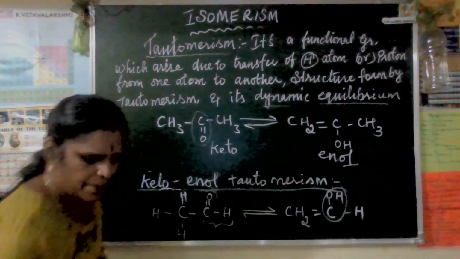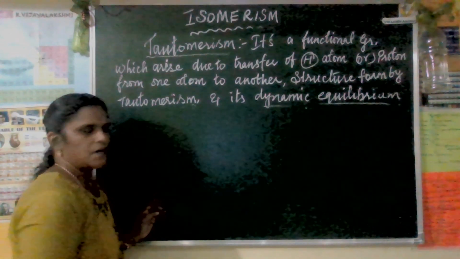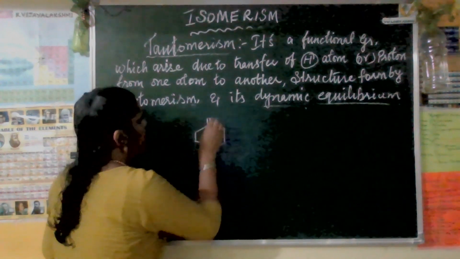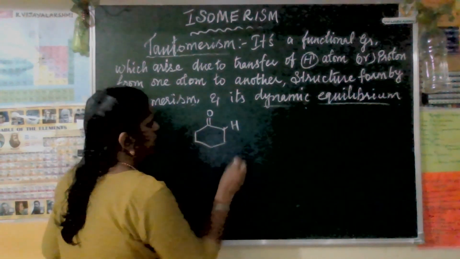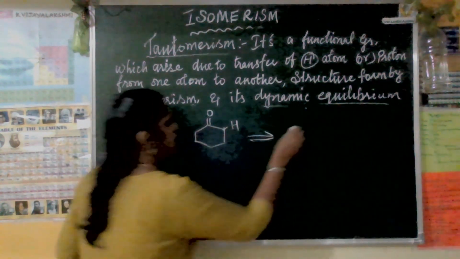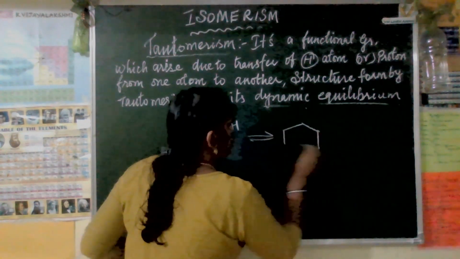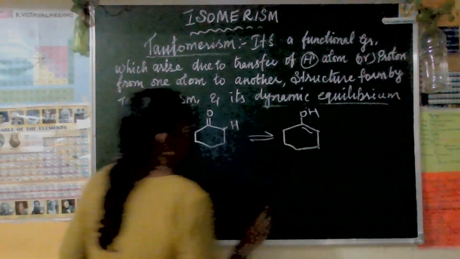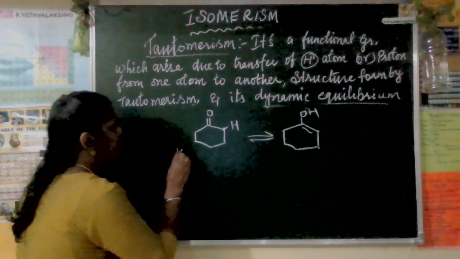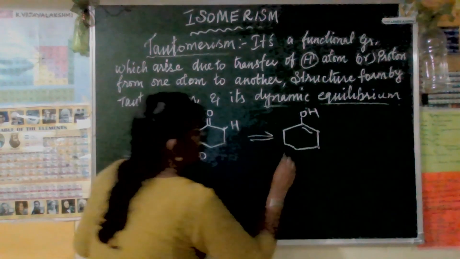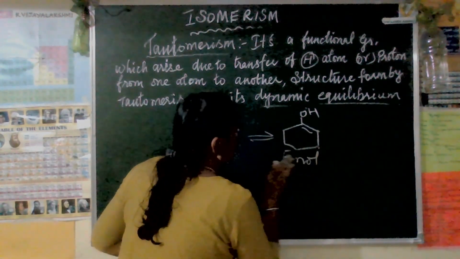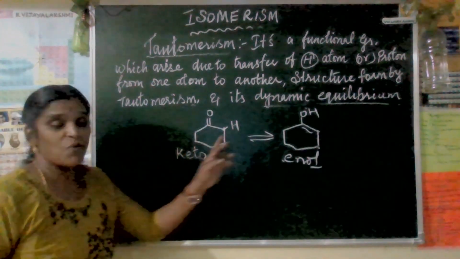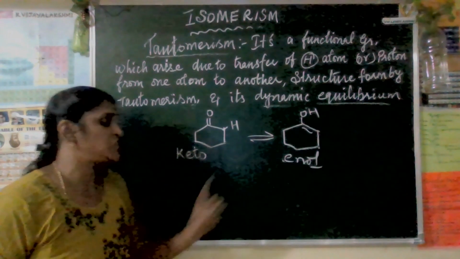One more example: cyclohexanone, with double bond O and here hydrogen, the alpha hydrogen. What happened here? You will get the enol form, OH, and here a double bond. This is the keto form and this is the enol form. Enol, with a small e. Just mention it, because in the AL and OL exams it is very important, so please write it that way.